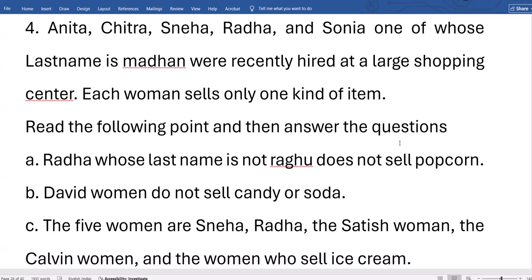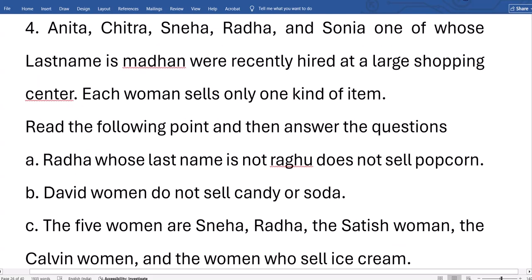Their last names also they are mentioning. Anita, Chitra, Sneha, Radha, and Sonia. One of them has the last name Madan. So that person was hired at a large shopping center. Each woman sells only one kind of item, and you have to read all. These are not options, this is information. They are giving different information.